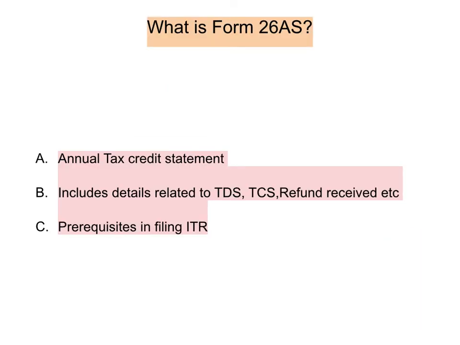What exactly is Form 26AS? 26AS is an annual tax credit statement which includes tax deducted from income of the taxpayer, tax collected from the expenditures incurred by the taxpayer, details of tax payments in the form of advance tax, self-assessment tax, etc., details of refund received by an assessee during a financial year, details of high value transactions in respect of shares, mutual funds, etc. It is one of the most important prerequisites for filing of your return of income.